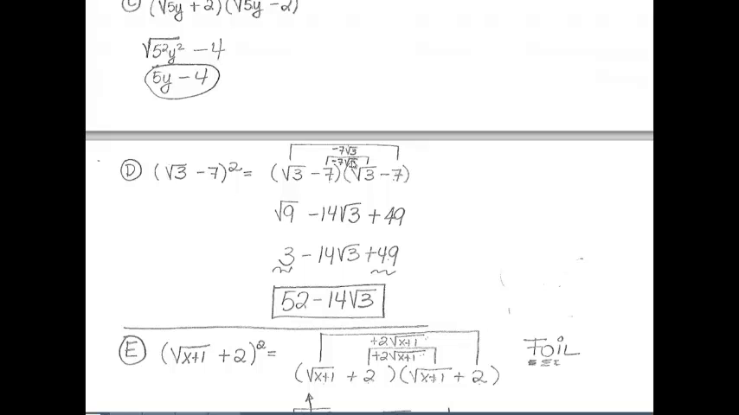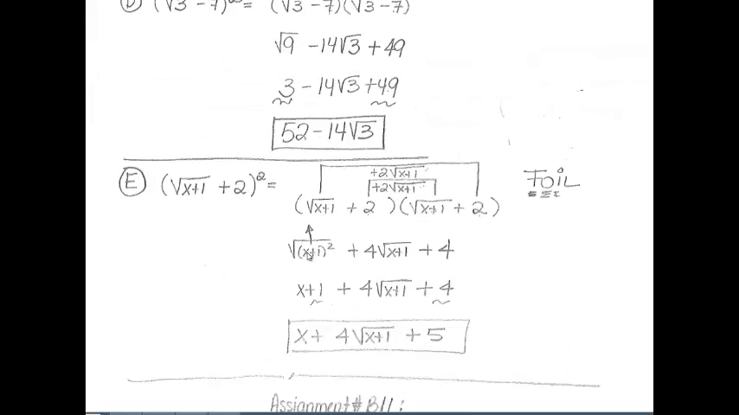And now it's time to combine. So I can combine. So it gives me negative 14 square root of 3. And then I'll do the last times the last, which gives me 49. And if you notice, square root of 9 became 3. And now I can combine 3 plus 49, which is 52. Bring down the negative 14 square root of 3. And that will be my final answer.